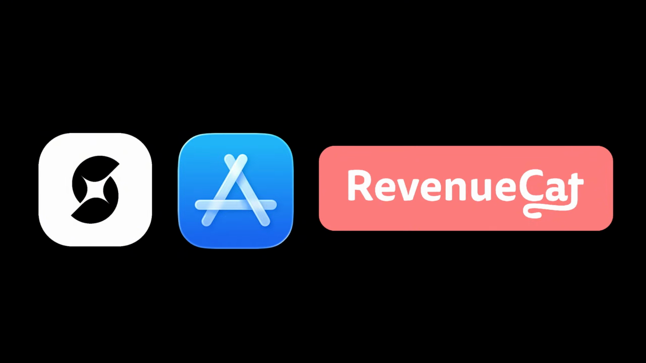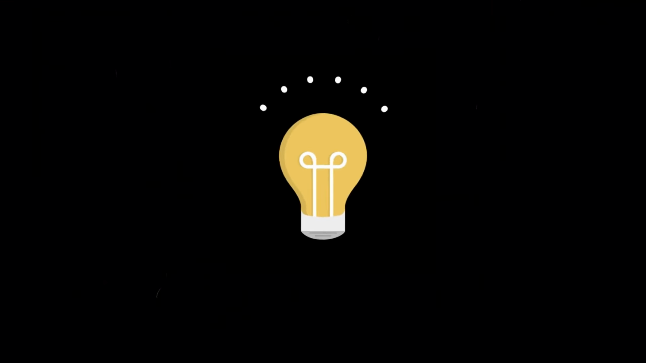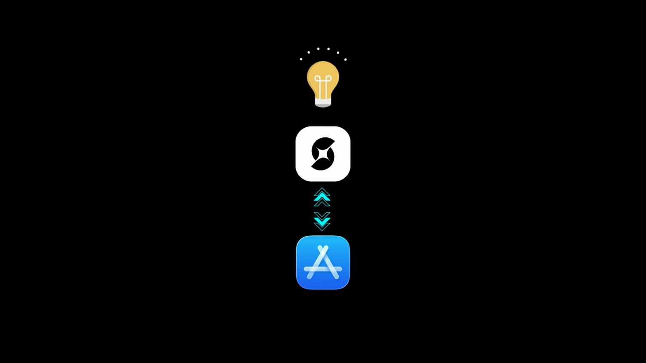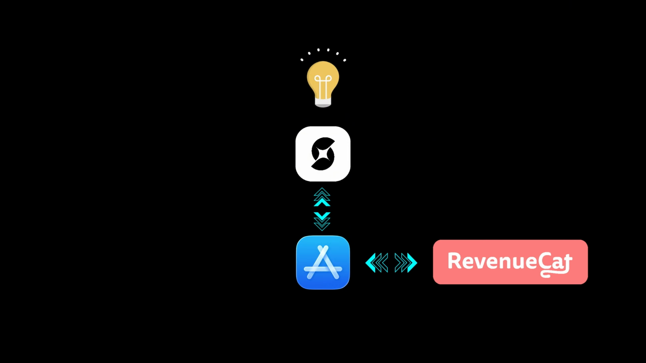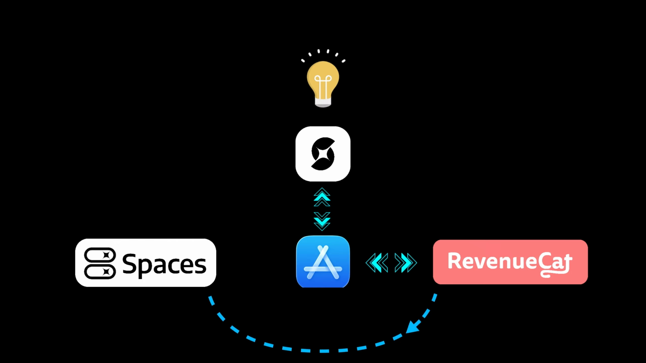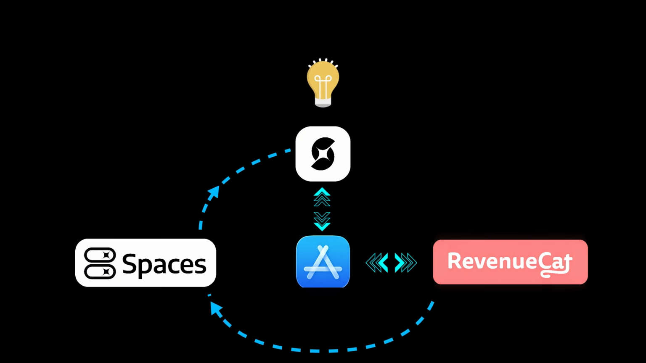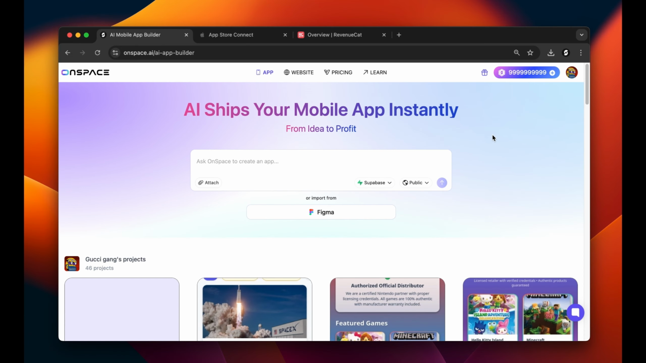Then let's start. Let me explain the whole logic of what we are going to do. First, we use OnSpace to create the app and launch it to the App Store. Second, configure my App Store and my app with my RevenueCat service. Then, get my RevenueCat service integrated with my OnSpace database and create the functional paywall page. The last step, get my app done in OnSpace and publish it to the App Store. Now I'll show you the operation.